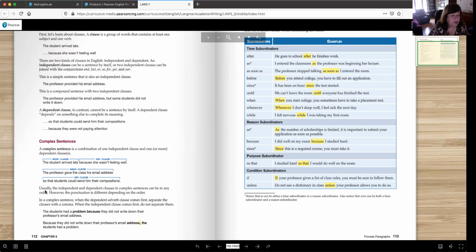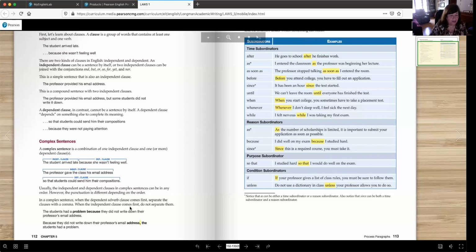This goes on to tell you that usually the independent and dependent clauses in complex sentences can be in any order. However, the punctuation is different depending on the order. So that means that there are two parts, right? Here's one part, here's another part. You could say the student arrived late because she wasn't feeling well, or you can begin with the dependent clause and say because she wasn't feeling well, the student arrived late. The difference is that if you begin with a dependent clause, you must have a comma after the dependent clause.